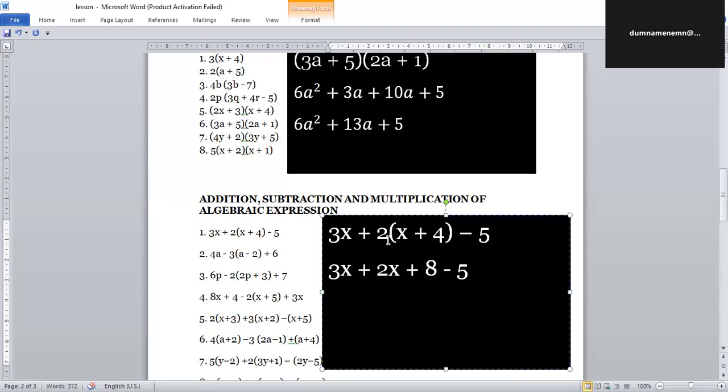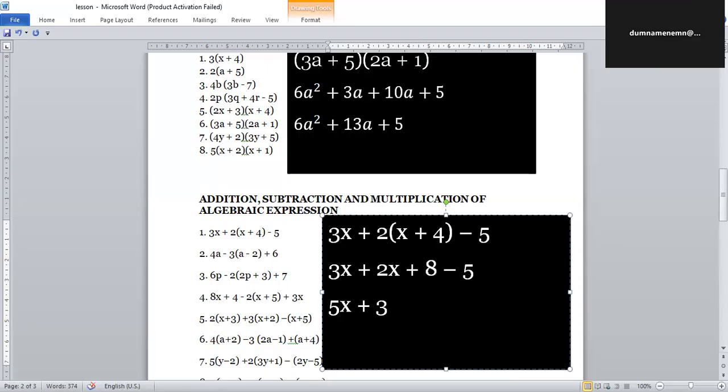So the 2 only multiplies what is inside the bracket. It's not going to multiply -5. -5 is not inside the bracket. So the 2 will multiply x, it will multiply 4. Now, when you're done with this, you collect the like terms. Fortunately, this is already arranged. 3x and 2x, 8 minus 5. So the constants are together, and the ones with the variable are together. So we add and subtract. 3x plus 2x, you're going to have 5x. 8 minus 5, you're going to have 3. We are done. And that's the answer for that question.